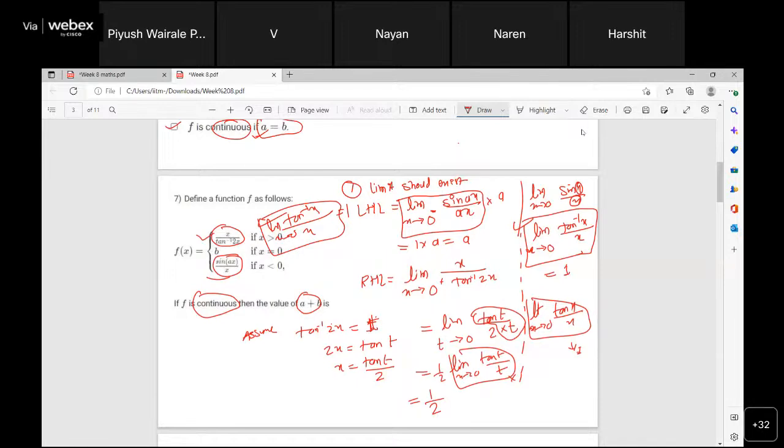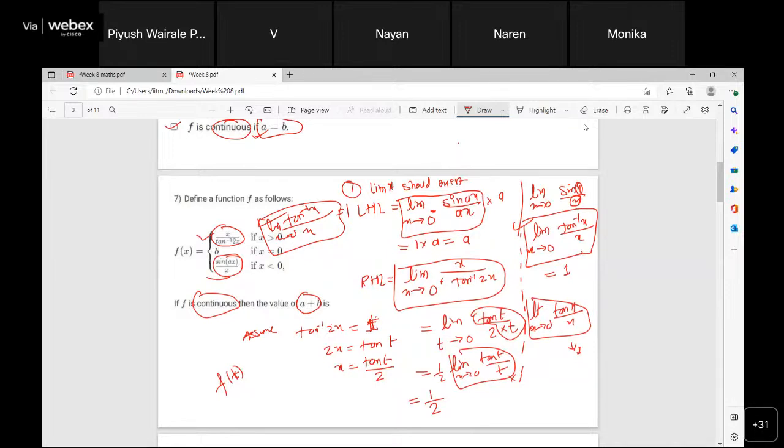When my limit x tends to 0, I have to see what my t will be, because I am changing the limit from x to t here, the variable. Here I have the limit x tends to 0 and my function is a function of x. But here my function will be f of t, so I should know my limit for this particular t variable. So when my x tends to 0, my t will tend to 0 also, if I say tan inverse of 2x equals t.